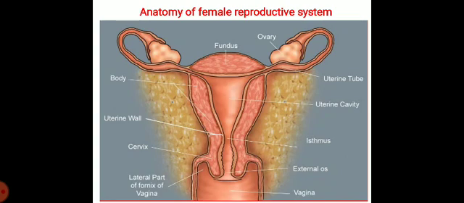Uterus: it is the childbearing organ. It is the site of implantation of the product of fertilization. Vagina: it is the organ of copulation.